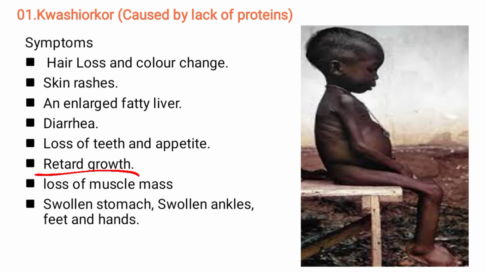Retarded growth means slowness in growing. You have also loss of muscle mass. As you can see, the muscles become loose, as in thin, in short. It also loses fat in another way. We have also a swollen stomach, and swollen ankles, feet and hands. So this part also becomes swollen, including the legs. So these are the signs of Kwashiorkor. Like I have said, the person who suffers from Kwashiorkor lacks food rich in proteins.